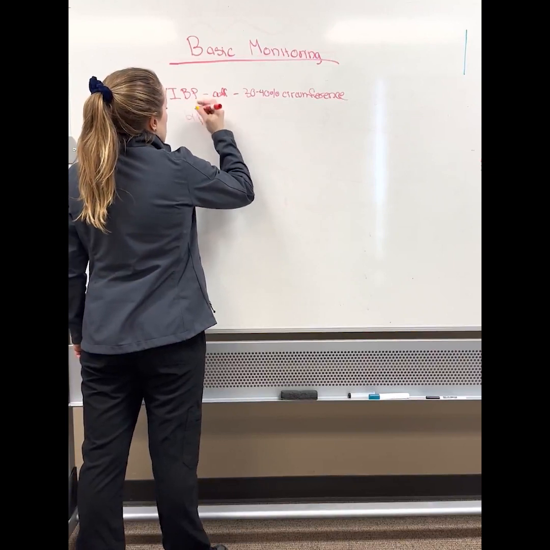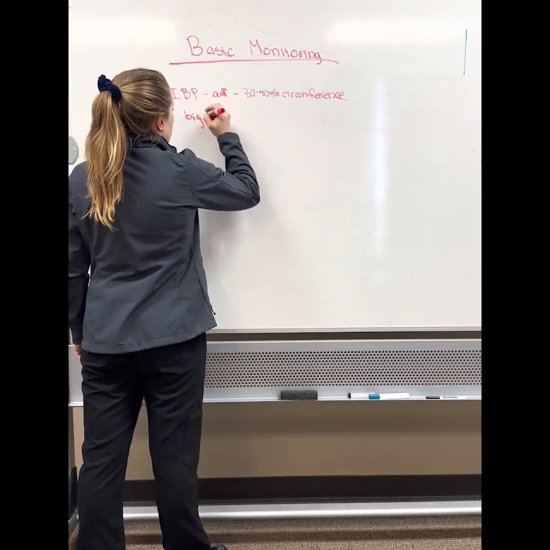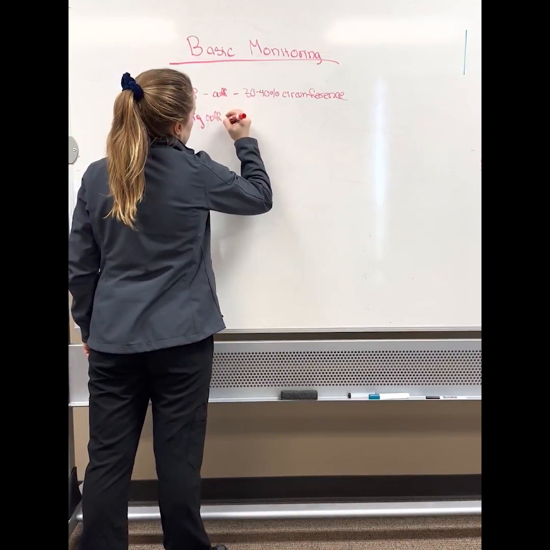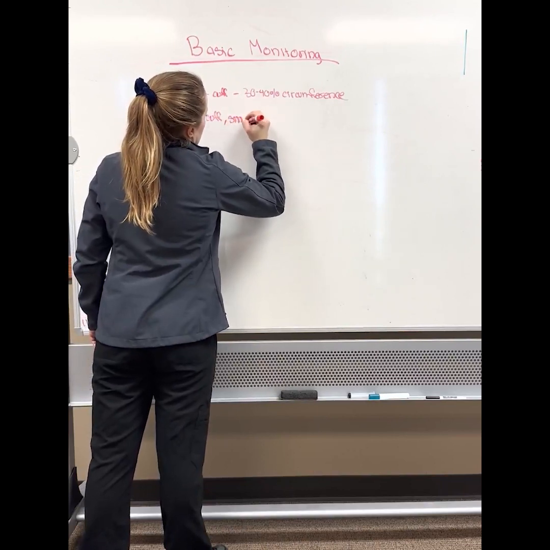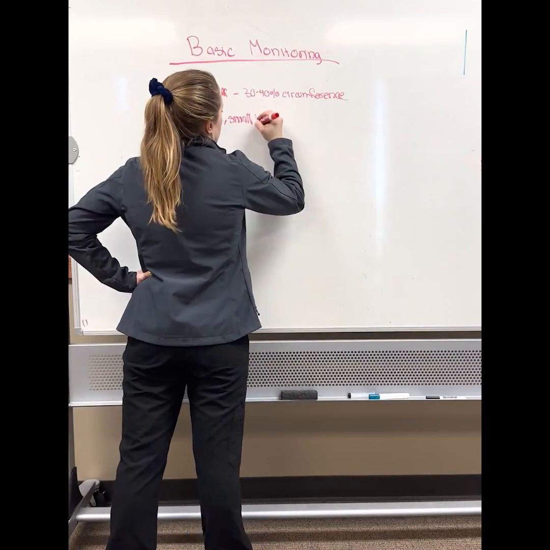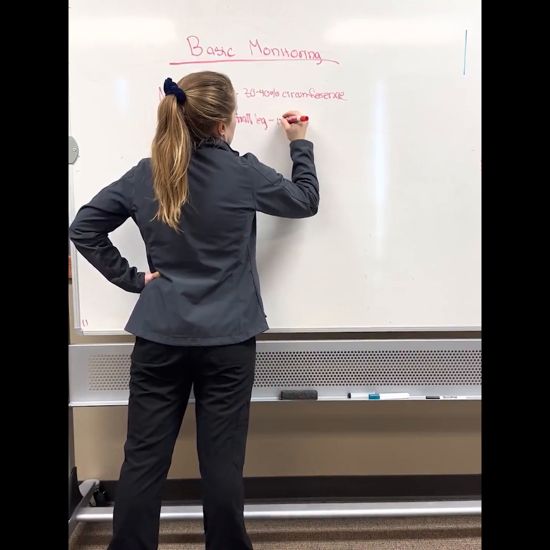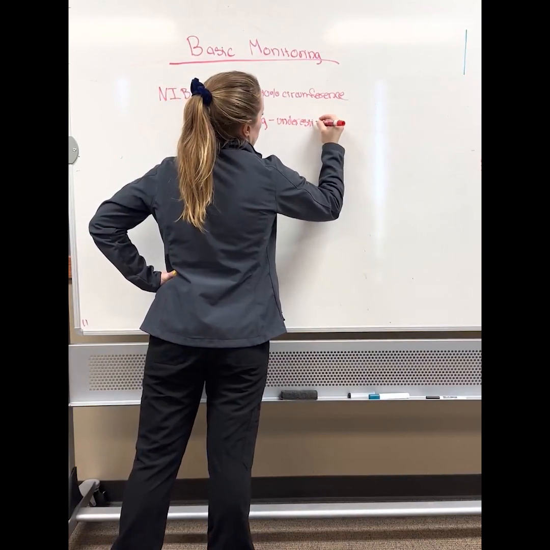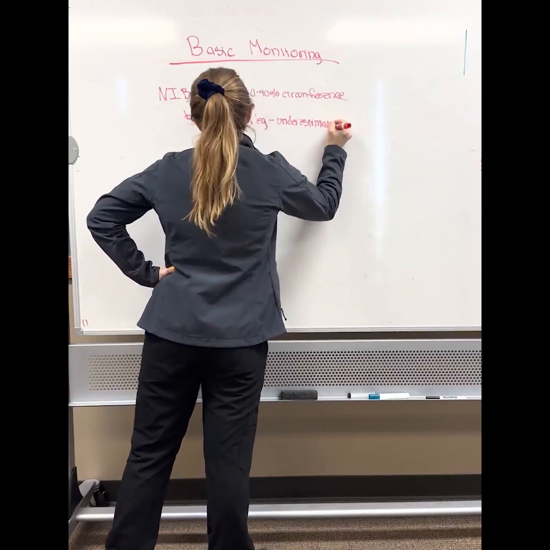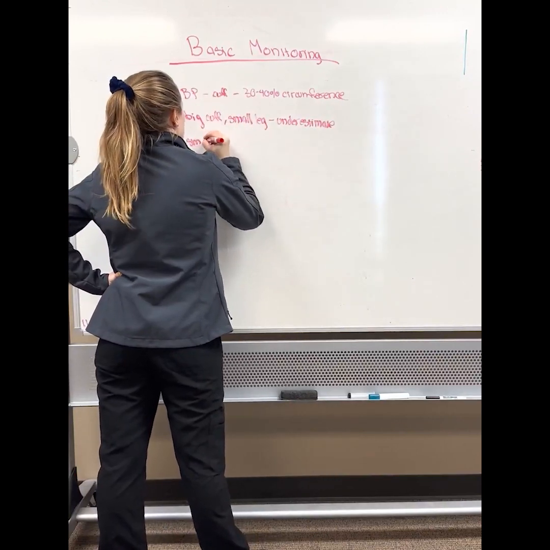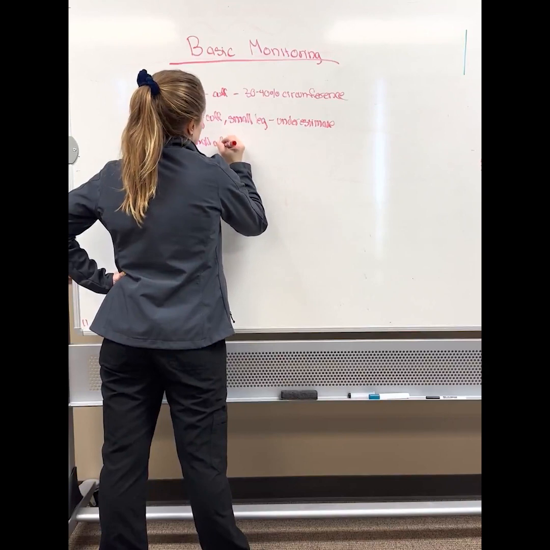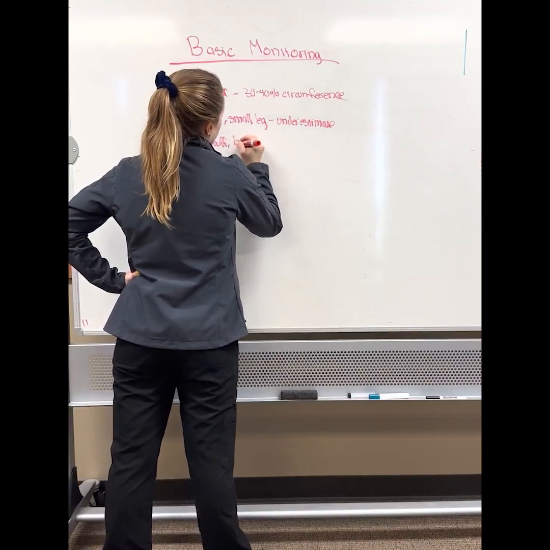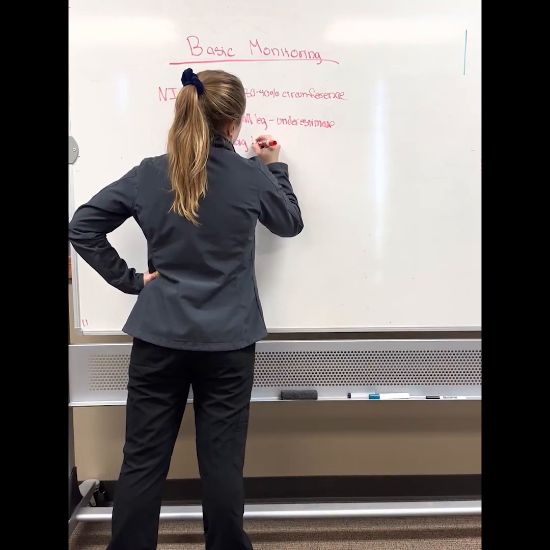If you use a big cuff on a small leg, you underestimate the blood pressure. And it will give you a lower reading than what the blood pressure actually is. If you use a small cuff on a big leg, you will overestimate the blood pressure.